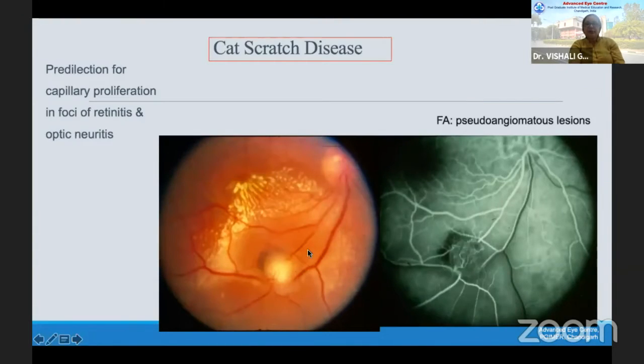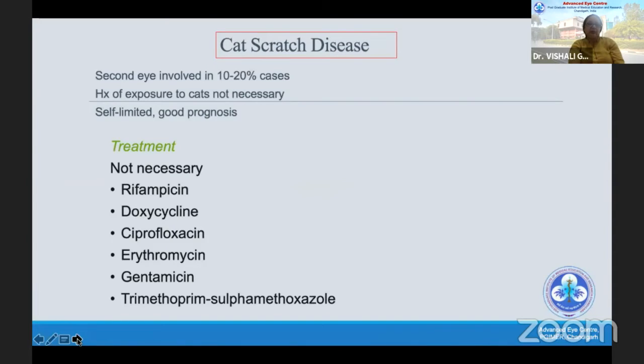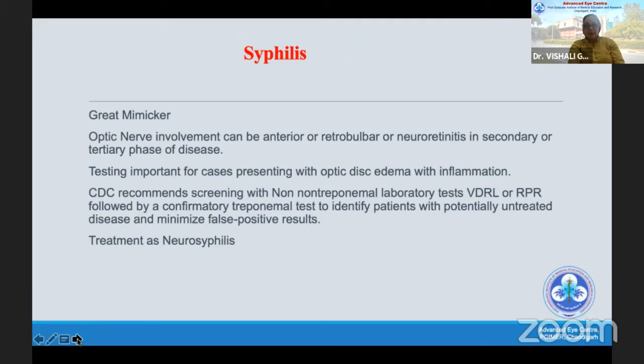There is also a predilection for capillary proliferation and retinitis. As for treatment, generally it's self-resolving, and it's also important that a history of exposure to a cat is not always necessary. Self-limiting; a number of antibiotics have been tried, so if you wish, you could try those.